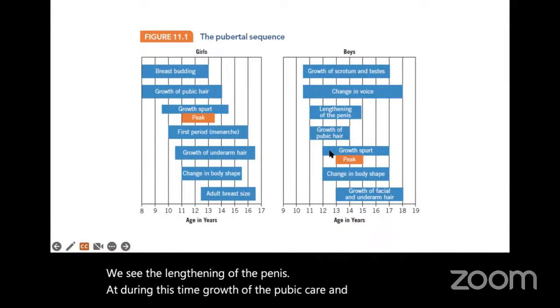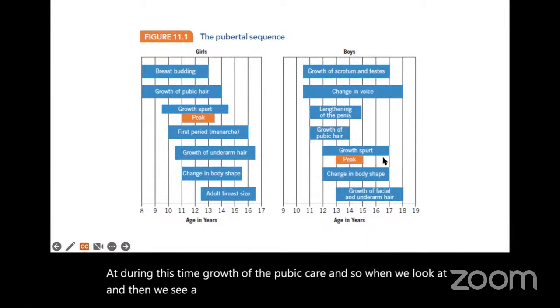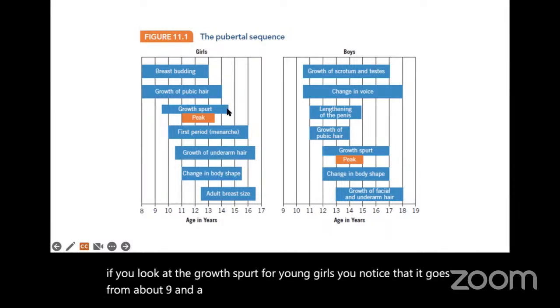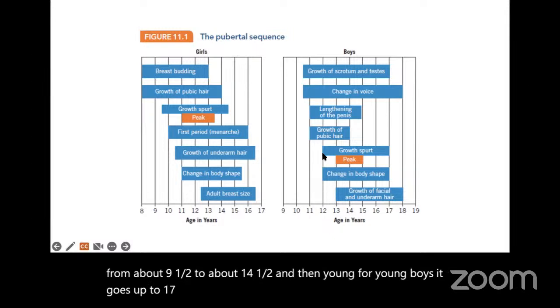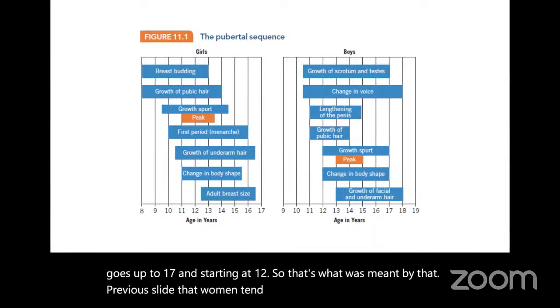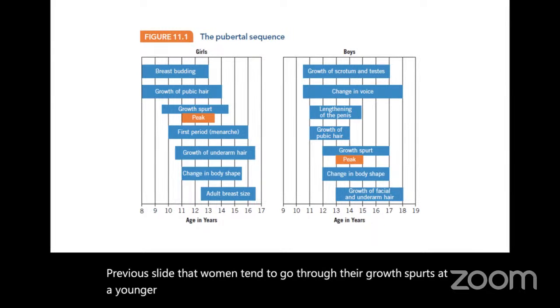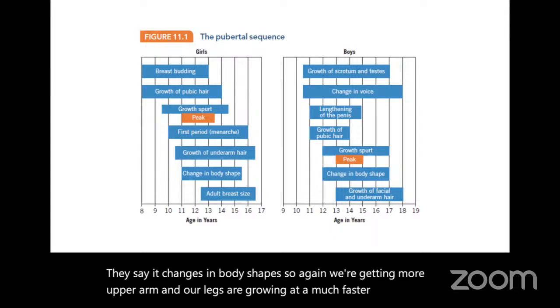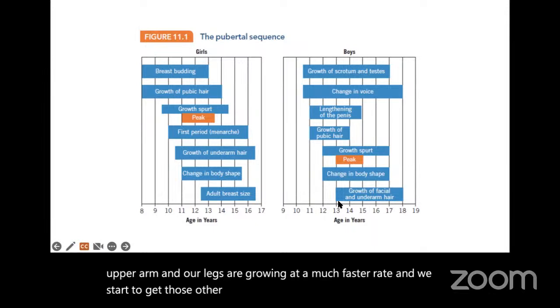And then we see a growth spurt from about the age of 12 to 17. If you look at the growth spurt for young girls, you notice that it goes from about 9.5 to about 14.5. And then for young boys, it goes up to 17 and starts at 12. So that's what was meant by that previous slide, that women tend to go through their growth spurts at a younger period than young boys. We see changes in body shapes. Again, we're getting more upper arm, and our legs are growing at a much faster rate. And we start to get those other secondary sex characteristics, which include growth of facial and underarm hair.